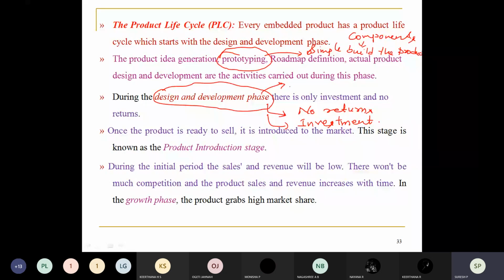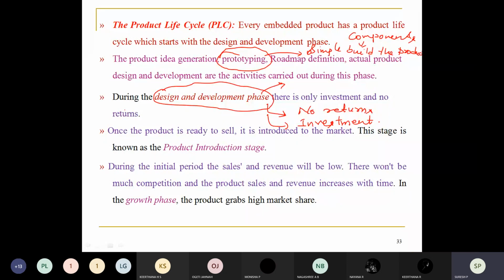And we don't know whether we are going to get the particular output that we need. So when you have that scenario, what will happen? We are just investing the amount on that one. So we don't have any returns on that one. We will get the returns only when it hits the market. Only when it hits the market do we come to know whether that particular product is good or not.